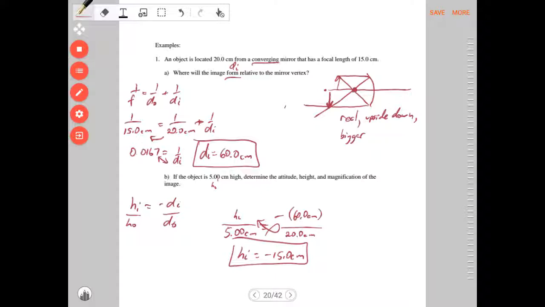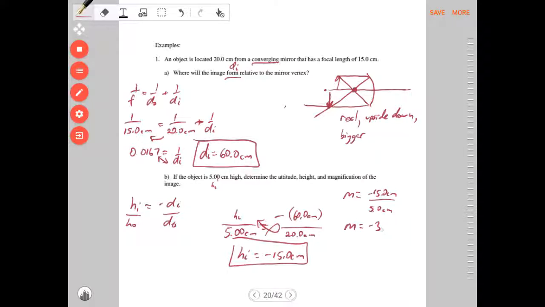So the image height is 15 centimeters upside down. And then magnification is either HI over HO or negative DI over DO. We could have done the magnification first. Either way, it doesn't matter, we pick one. So the image height was negative 15.0 centimeters, the object height is 5.0 centimeters, so the magnification is negative 3.